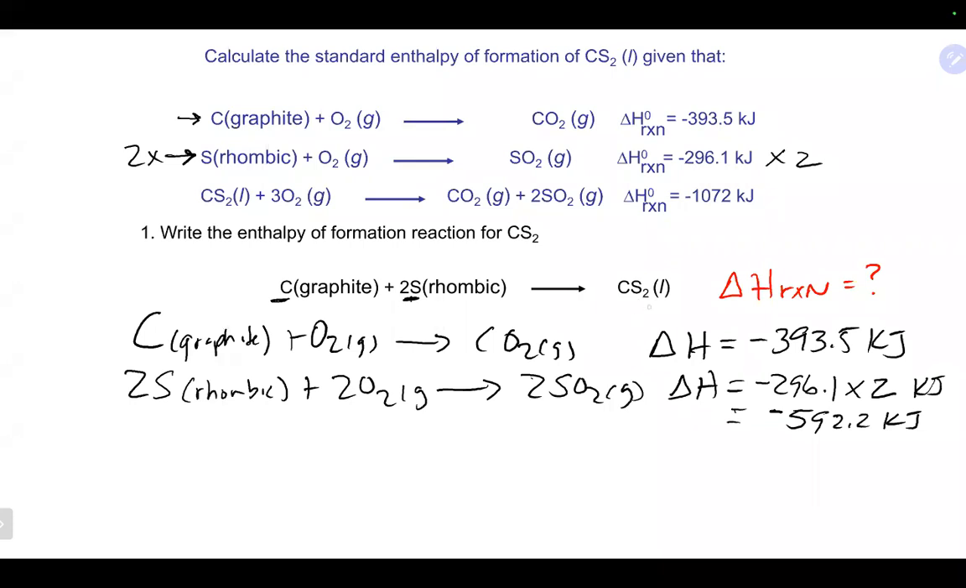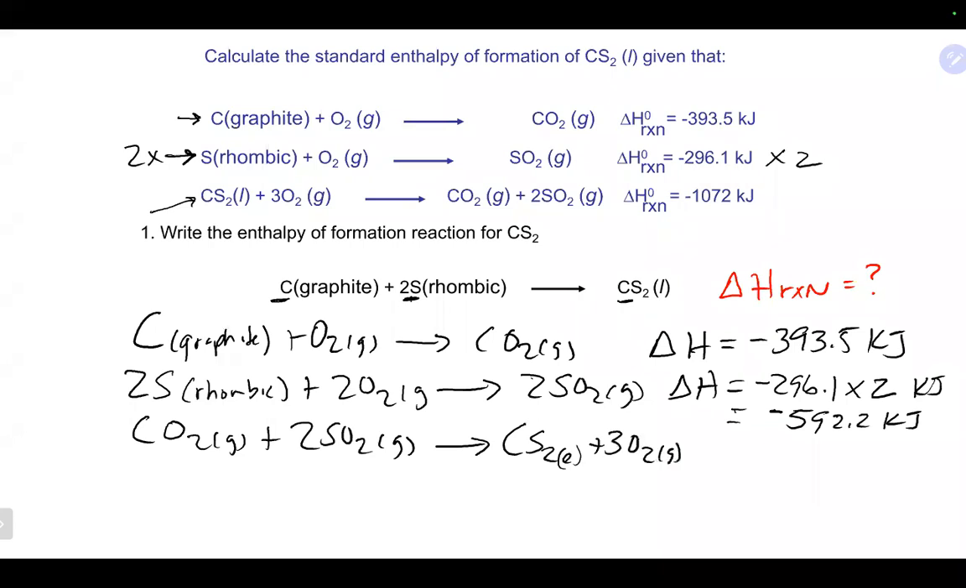Lastly, here we have the CS2 that's on the right-hand side. I have my CS2 here on the left-hand side, so I'm going to need to reverse the last equation. I don't need to multiply in this case because the CS2 is 1 in each of them, so that's all good. So we're just going to reverse the very last equation, and when I do that, I'll end up with CO2 on the left, 2 of the SO2 on the left, and reversing it will now put my CS2 on the right and my 3 oxygens there on the right.